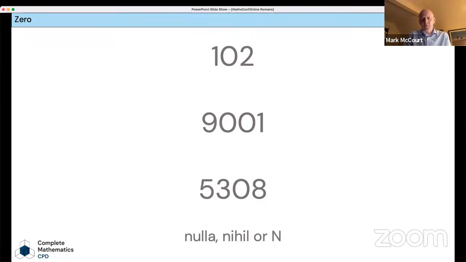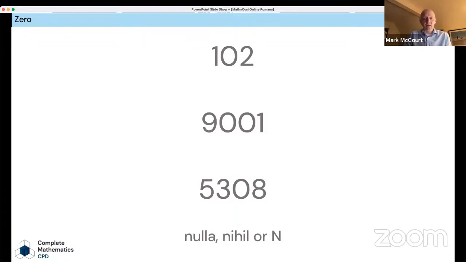There is use of the word nulla, which means zero in Latin, or nihil, which means nothing in Latin. There are examples of those words being used to communicate literally 1 minus 1 or X minus X. What is the answer to that? And sometimes you see the use of N.